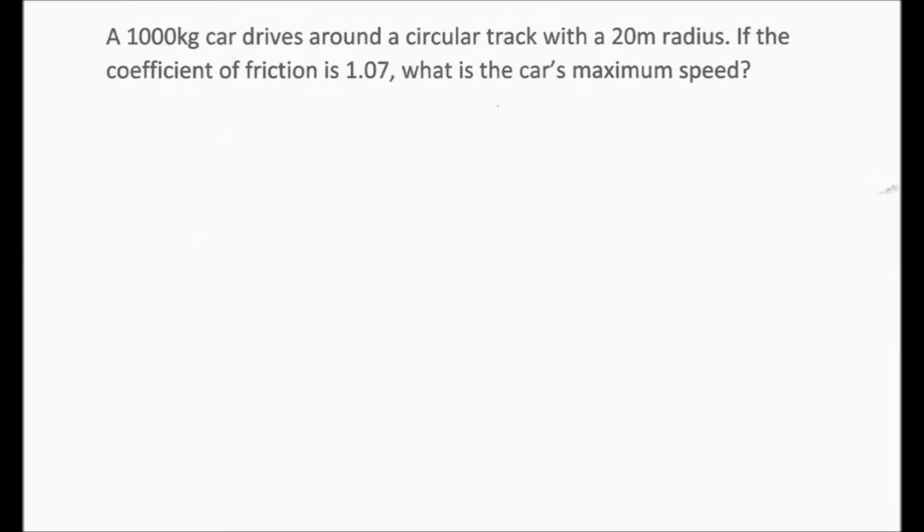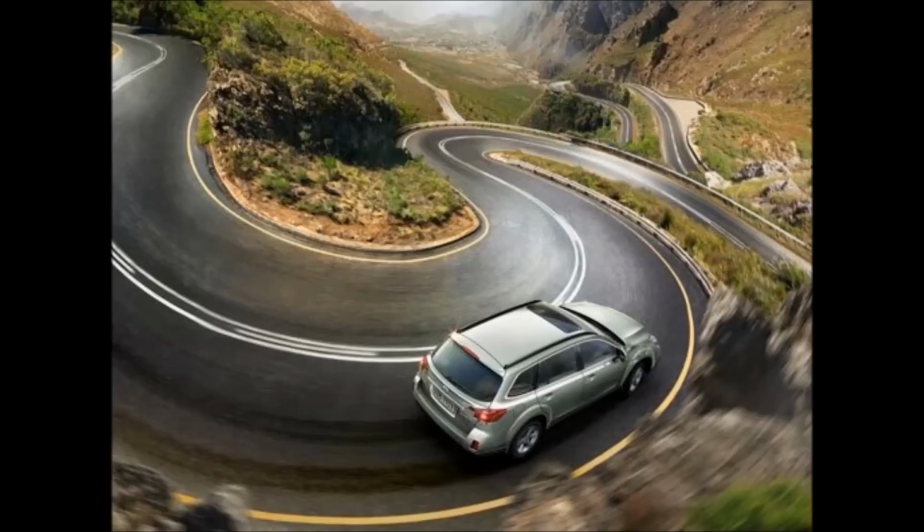We have a 1,000 kilogram car that drives around a circular track with a 20-meter radius. If the coefficient of friction is 1.07, what is the car's maximum speed? Now, if you imagine a car driving on the road, obviously you need friction between the tires and the road in order for the car to maintain its position on the road.